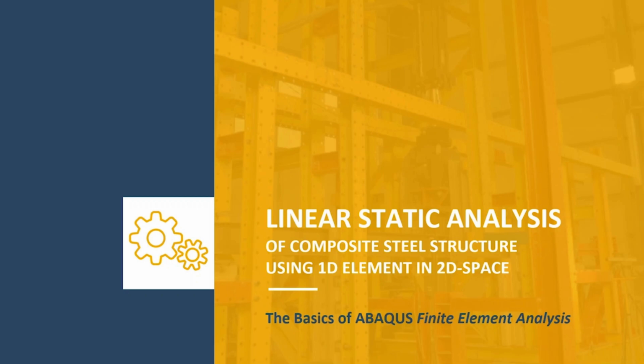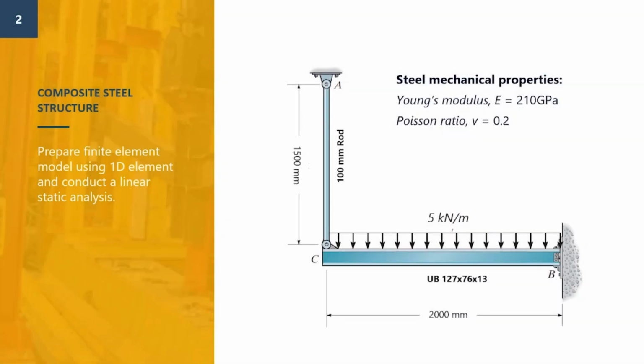Today we're going to do a linear static analysis of a composite steel structure using one-dimensional elements in a two-dimensional space. So, let's get started. Here, we have our composite steel structure supporting a 5 kN per meter uniformly distributed load. Basically, it's a cantilever steel beam, supported by a steel rod at the tip. The mechanical properties of the steel used in the structure are given.